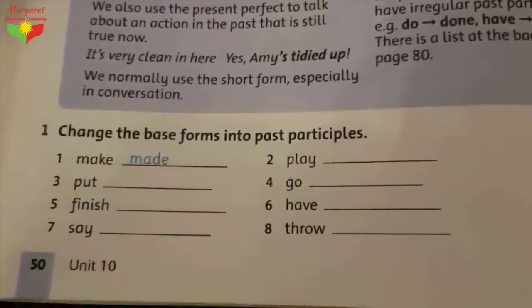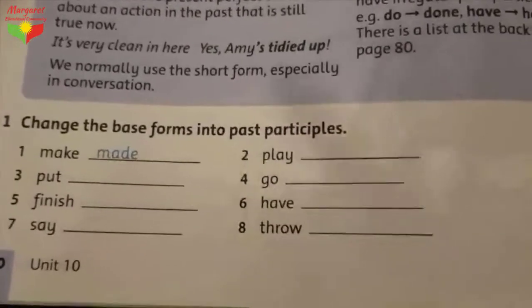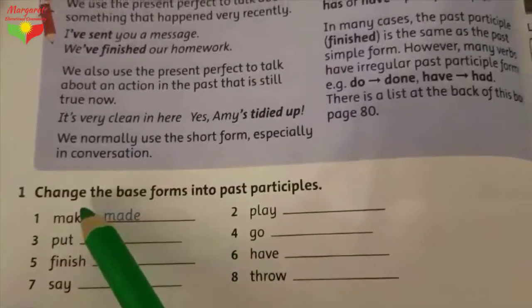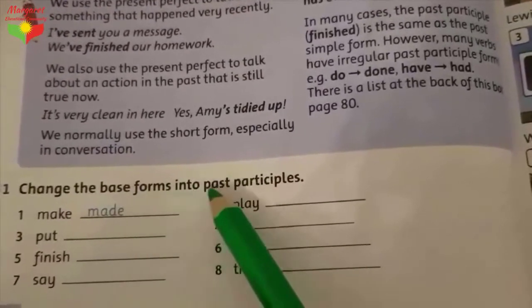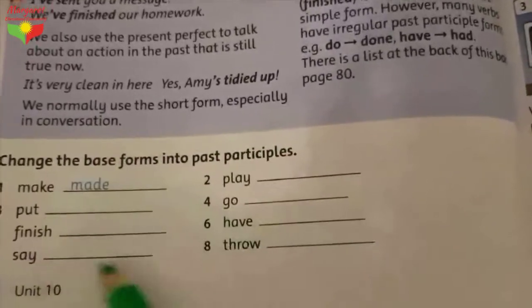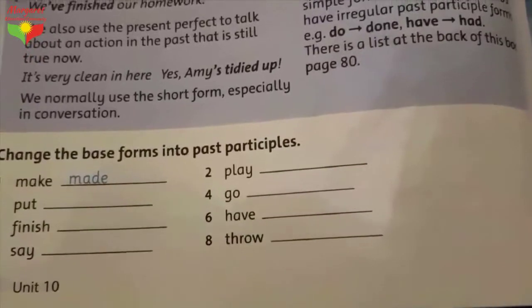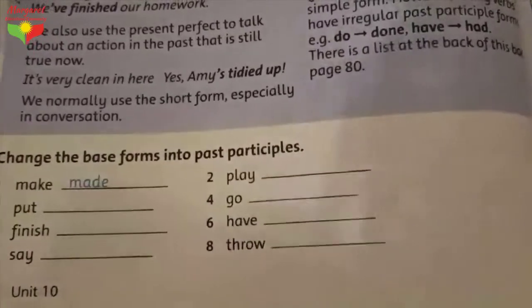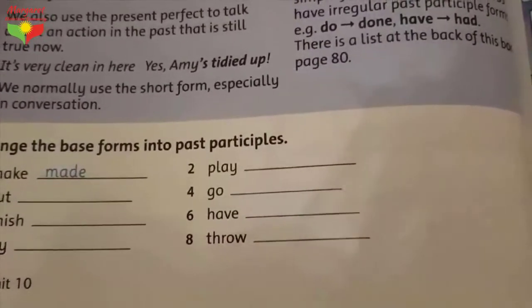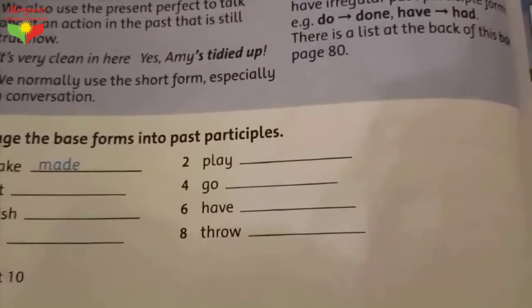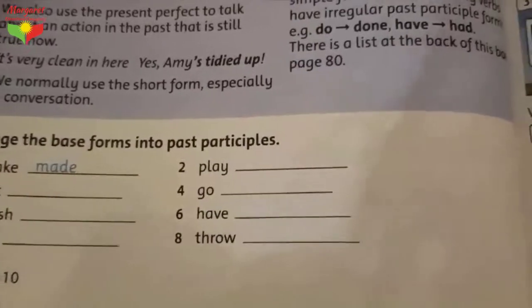So, dear students, it is time to give you your homework. Please pay attention and move to page 50 on the grammar book. Here we have this exercise on this page. It says change the base forms into past participles. It means we have these verbs. You have to write down their past participles and if you can't remember, you can use your grammar book, which is page 80, the last page on your grammar book.